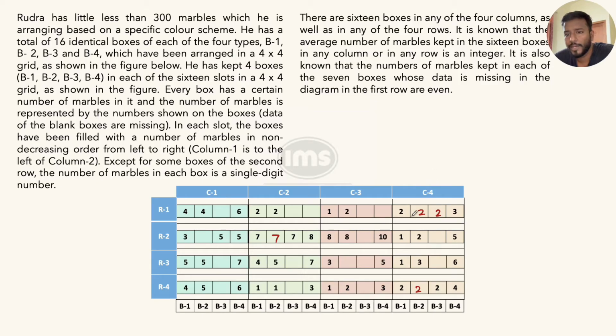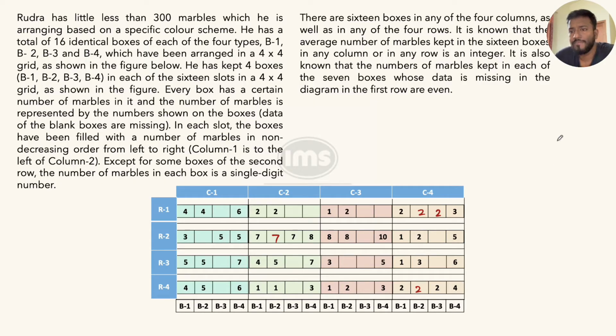Now in C4, currently if you see the sum, it is 2 plus 2 plus 3. So this is 6 plus 3, 9, 9, 10, 10 and 7, 17. 17 and 3 would be 20, 20 and 6 and 1, 27, 27 plus 4 would be 31, 31 and 6 would be 37.